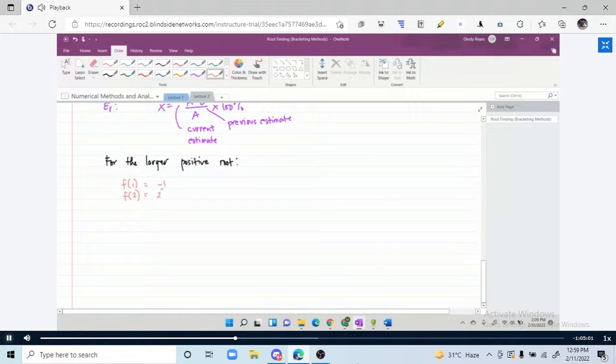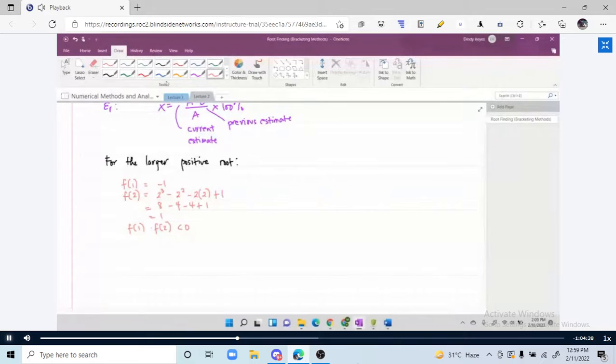What is f of 2? F of 2 is 2 cubed minus 2 squared, minus 2 times 2 plus 1. Dapat positive ang labas nito. So this is 8 minus 4 plus 1. So it's equal to positive, right? So it means to say that f of 1 times f of 2 is less than 0. Therefore, there is at least one root in between 1 and 2. So we can use 1 for A and then 2 for B for the first iteration.